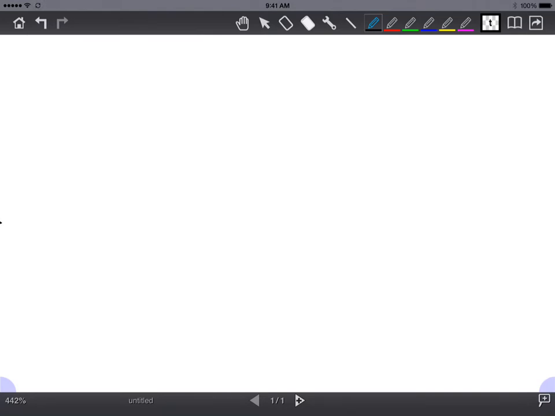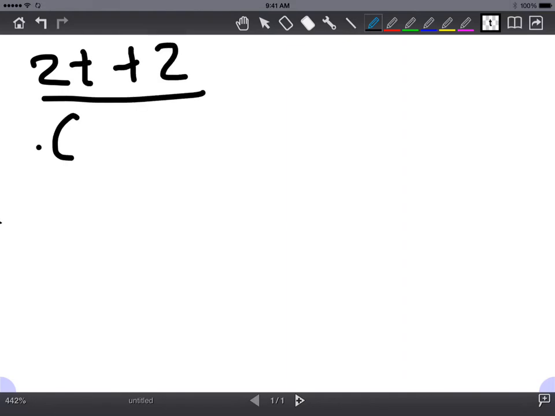So our first problem is 2t plus 2 over t squared minus 1. First thing we want to do is factor the numerator and factor the denominator. What's a common factor that we can pull out of the numerator? Well, we can pull out a 2. If we pull out a 2, we're left with t plus 1.